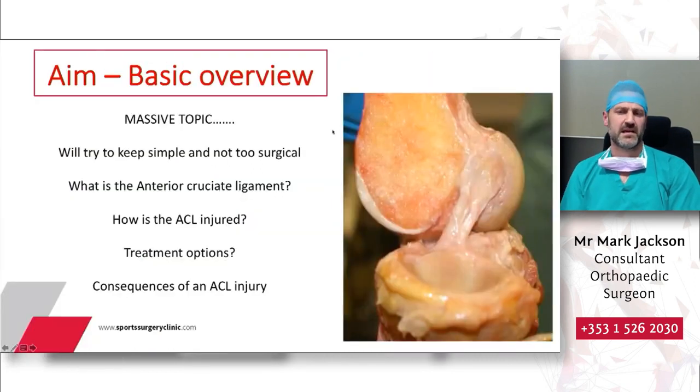So today, with the coverage of anterior cruciate ligament injury, this is actually a very, very big topic. It's heavily researched over decades and still, I guess, incompletely understood. But we are getting better at what we're able to offer people with this injury. I'll try to keep it simple and not too surgical. We'll just go through some of the main points, such as what is the anterior cruciate ligament, how is it injured in most individuals, what options are we able to offer and discuss with our patients, and also talk about some of the consequences of this injury.